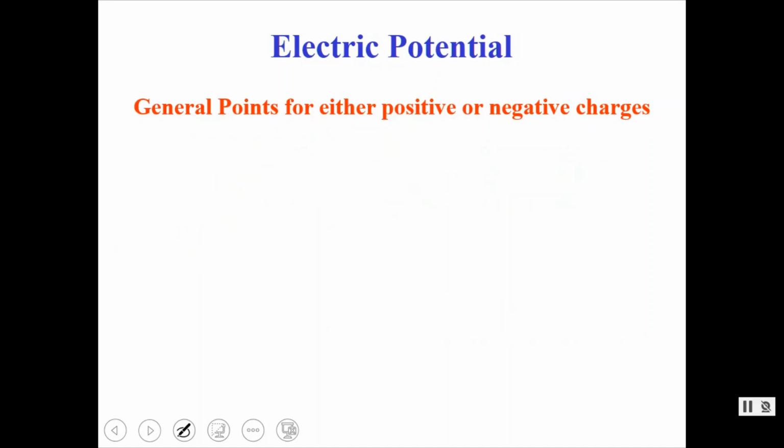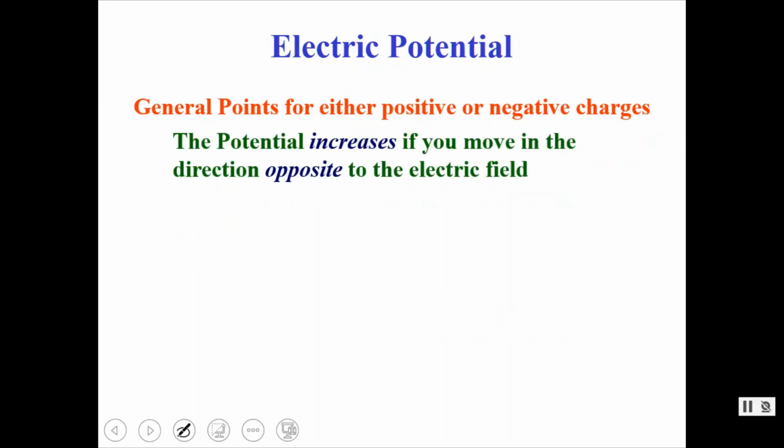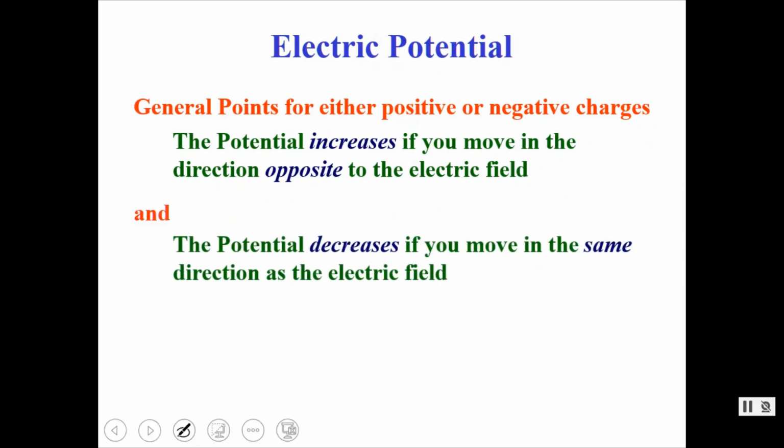So some things to remember. The potential is going to increase if you move in the direction opposite to the electric field. That's because that's the way potential energy works. Potential is going to decrease if you move in the same direction as the electric field. So knowing the direction of the electric field is going to allow you to determine whether potential is increasing or decreasing.